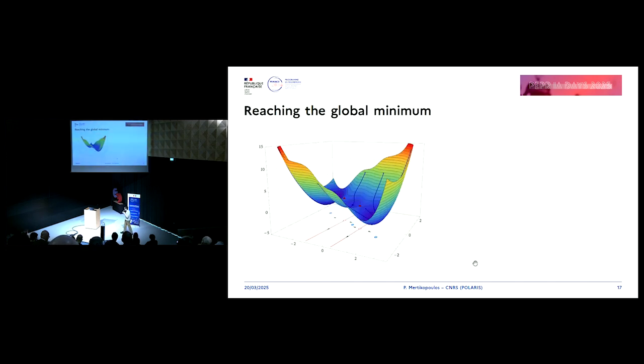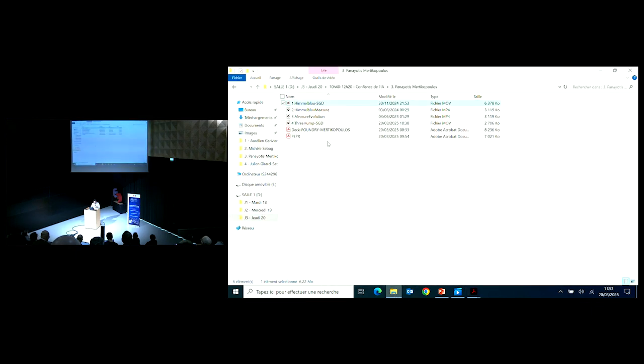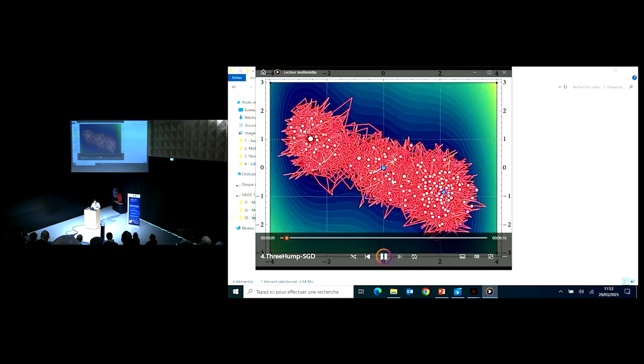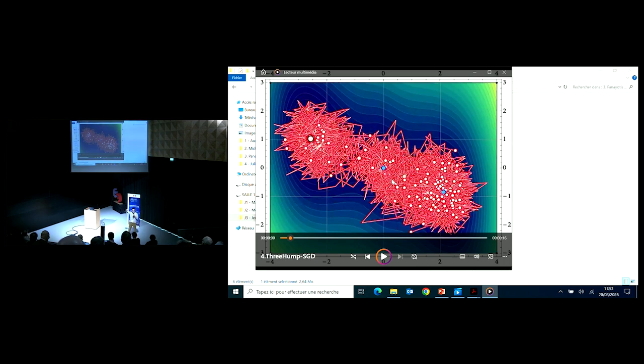Now, how about the time that it takes to reach the global minimum? I will try, again, another video. So, okay, what am I showing here? Again, this is a cloud of SGD particles, and I'm also plotting their tail, meaning that I'm plotting a piece of the trajectory going back in time for a few iterations.